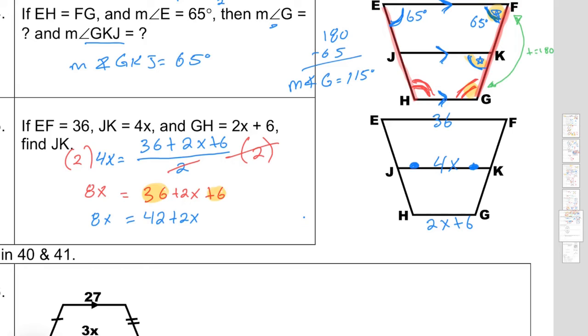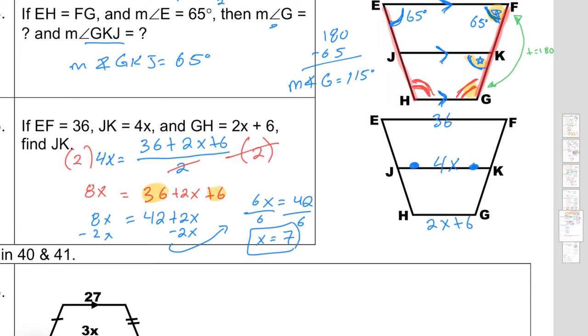And so the next step is, I'm going to subtract 2x from both sides. And so now I have 6x equals 42. And the last step is to divide both sides by 6, and I get x to be 7.